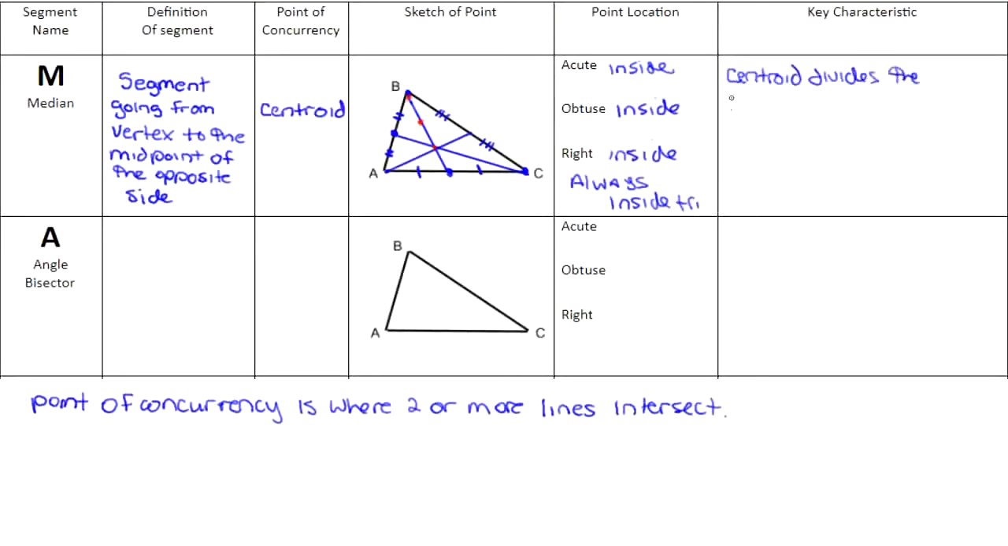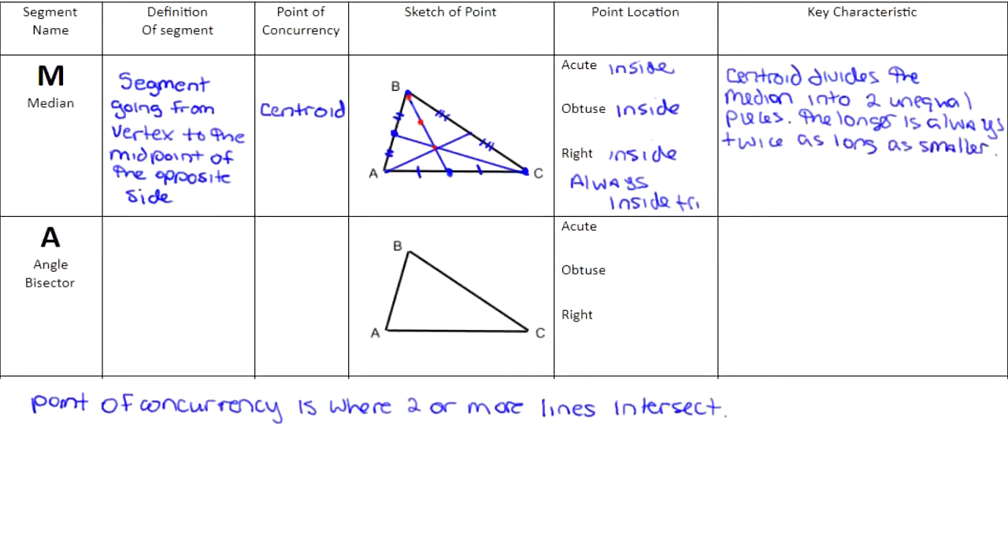Couple things to remember. The centroid divides the median into a long part and a short part. The long part is always twice as big as the short part. The short part is always half as big as the long part. And then the other thing to remember about a centroid is that it's a center of gravity. A lot of times it's used in architecture. It's a balancing point.